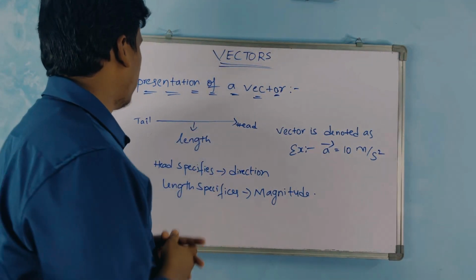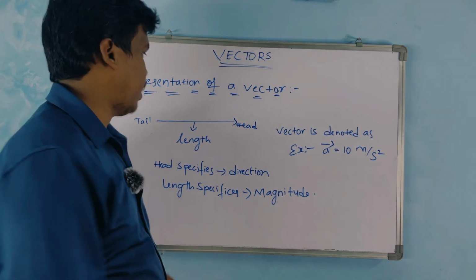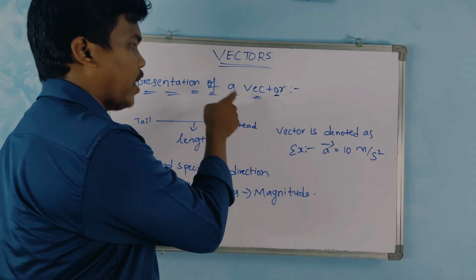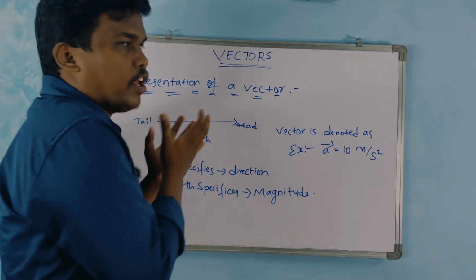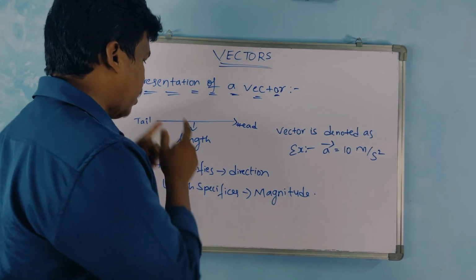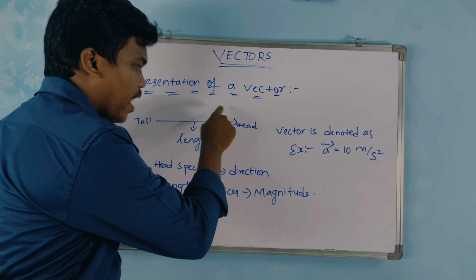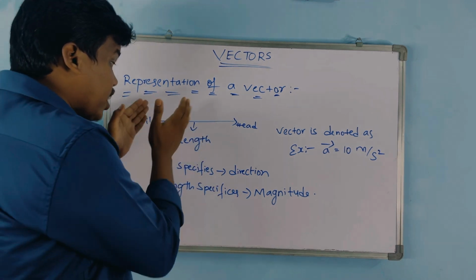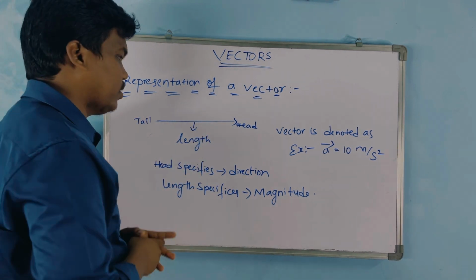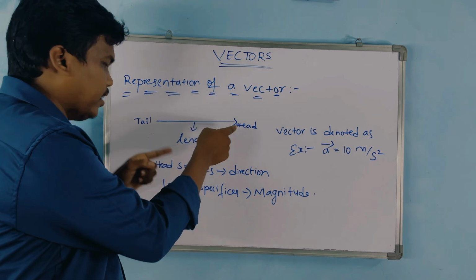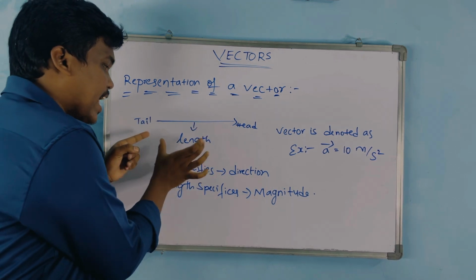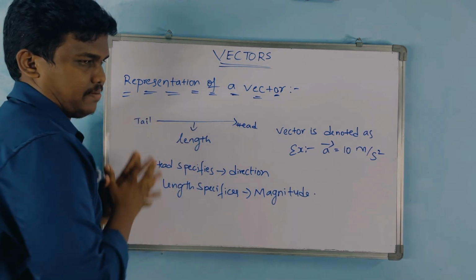Now we are going to learn about the representation of a vector. How do we represent a vector? Here is a diagram that shows an arrow. A vector is denoted as an arrow. An arrow has a head, a tail, and the length between the head and the tail.